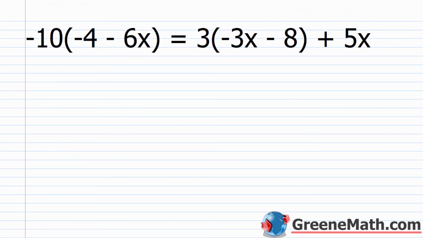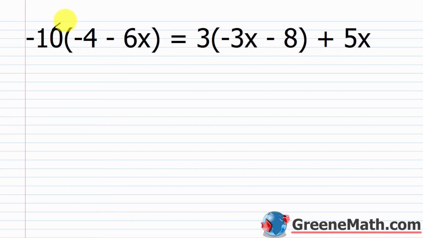Okay, let's take a look at one final problem. So we have negative 10 times the quantity negative 4 minus 6x. This is equal to 3 times the quantity negative 3x minus 8, then plus 5x. All right. So we're going to start by, again, simplifying each side separately.